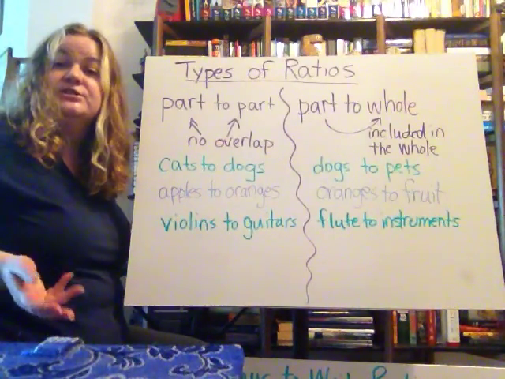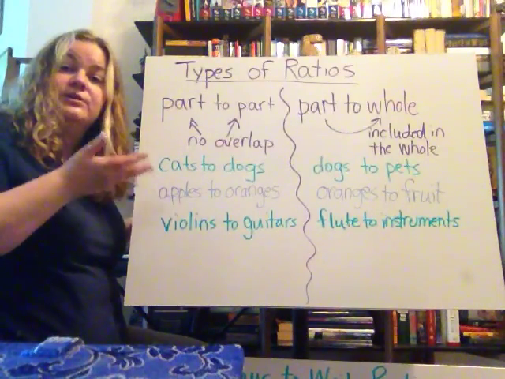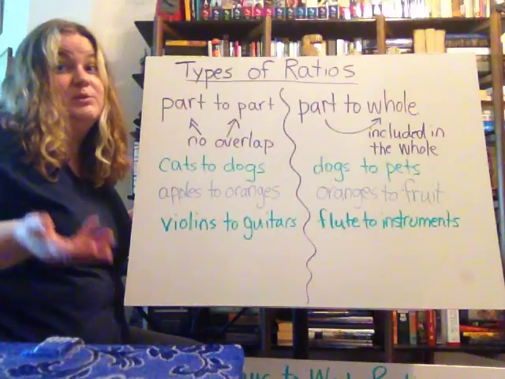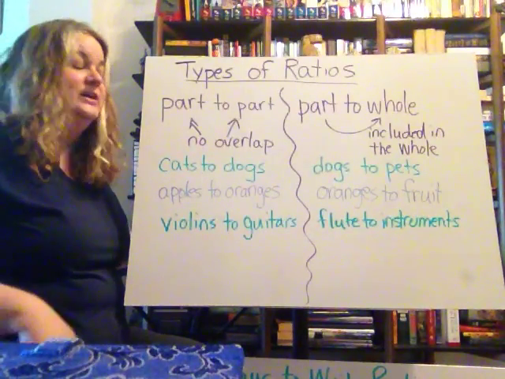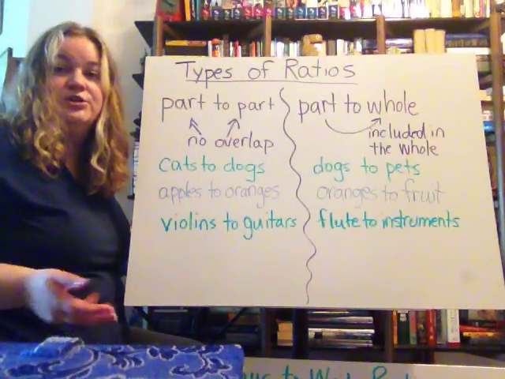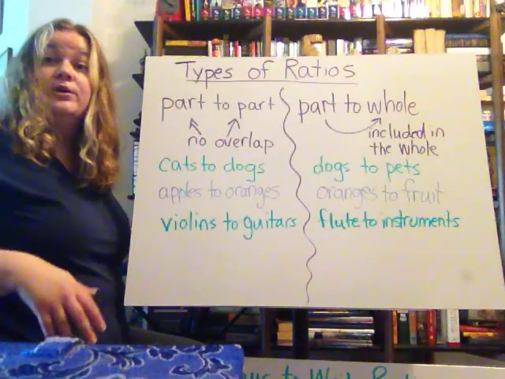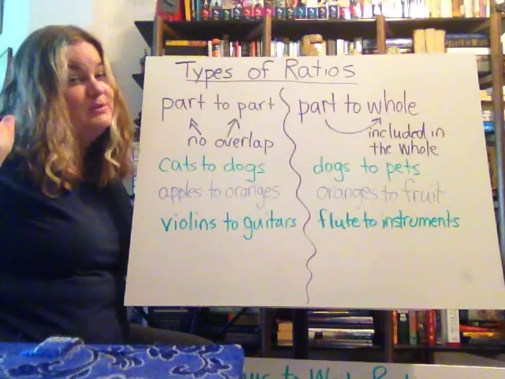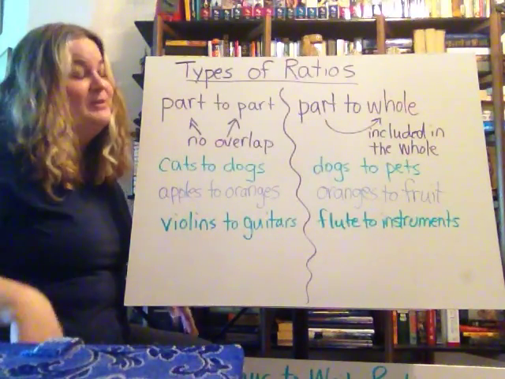Part to part are ratios that have no overlap. The things aren't included in each other. For instance, cats to dogs. Something's not going to be both a cat and a dog at the same time. Okay? Or things like violins to guitars, or apples to oranges, or FSU fans to Gator fans. Now technically I know there can be overlap, but for the most part there's no overlap there.